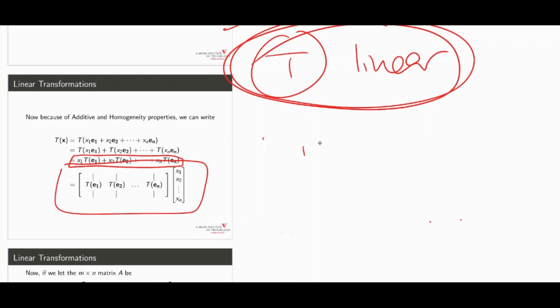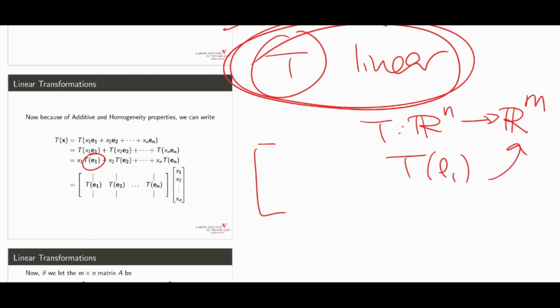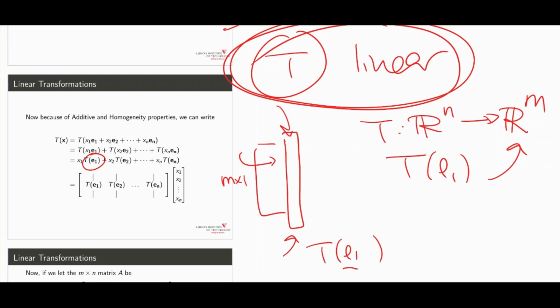Basically, what you do is take a matrix, and then you put T of e1. Just a reminder, your T is a mapping from Rn to Rm, so T of e1 is an element in Rm. This is going to be an m by 1 column vector. This is called T of e1, and you put T of e1 right here in the matrix.